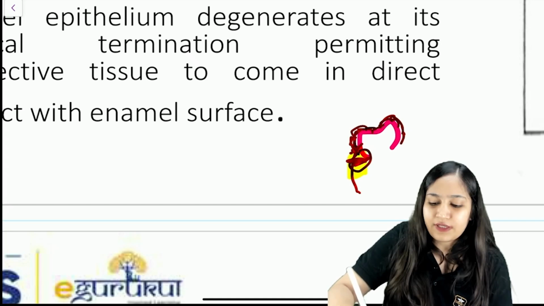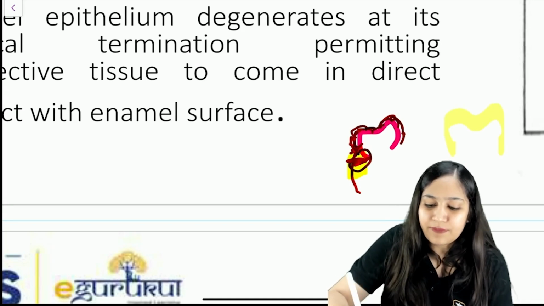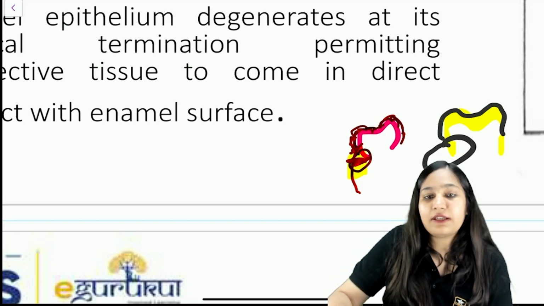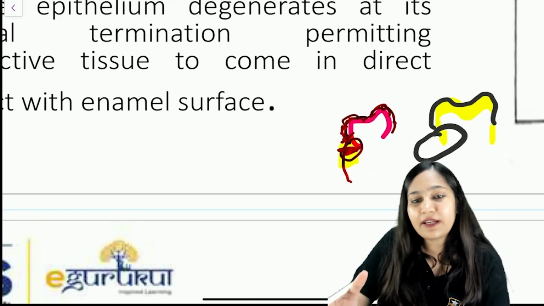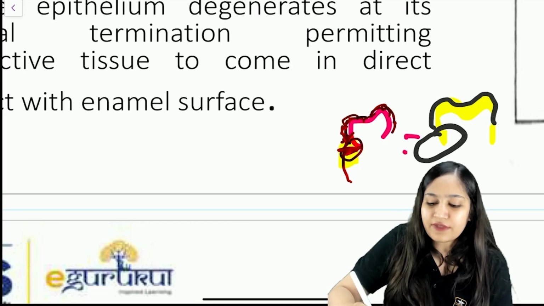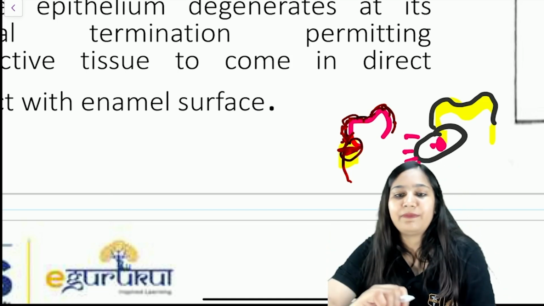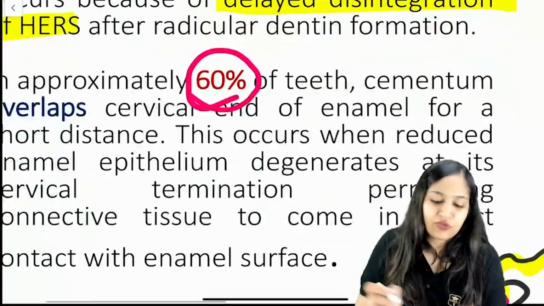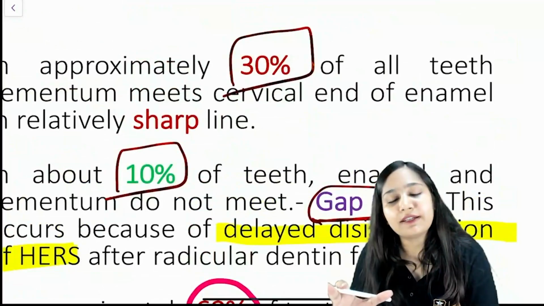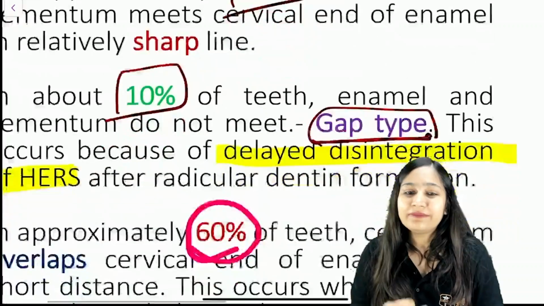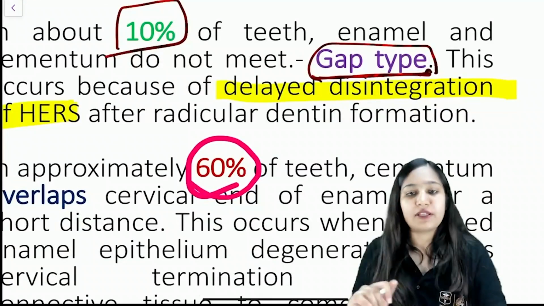Right. So this is our tooth, which is protected with a layer of reduced enamel epithelium. But here in the terminal portion, there will be disintegration of reduced enamel epithelium, and connective tissue cells will directly come in contact with the tooth surface and form cementum here. So this is overlap junction. So remember this: 30% sharp, 10% gap, and 60% overlap junction.